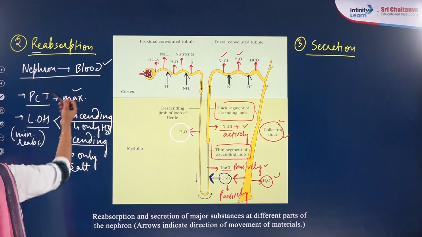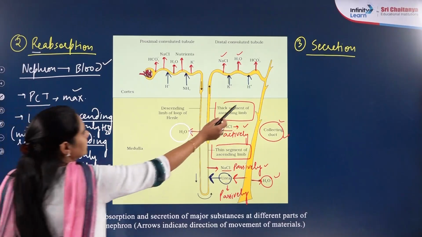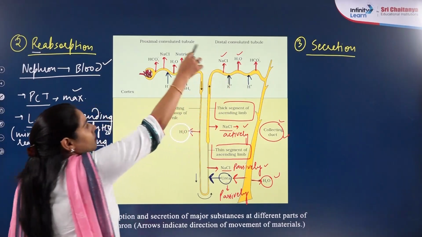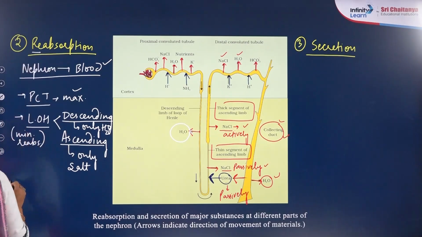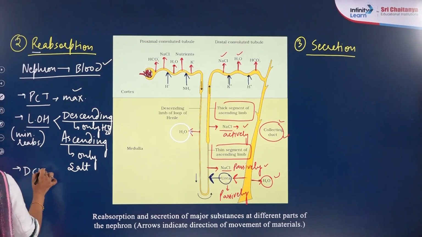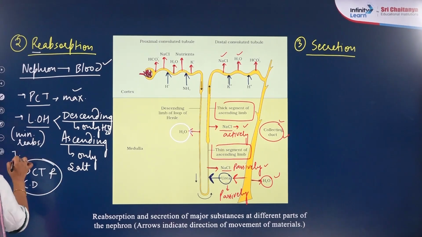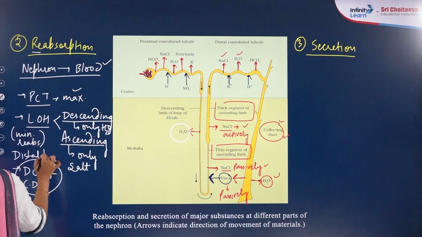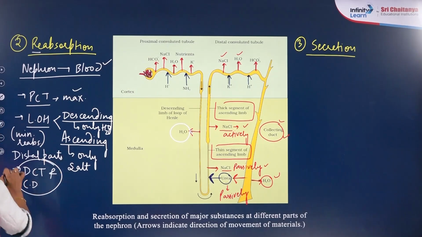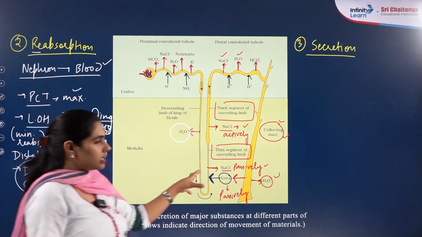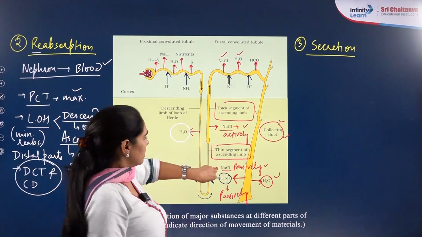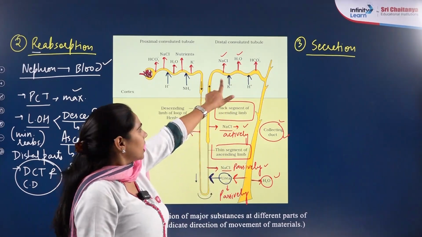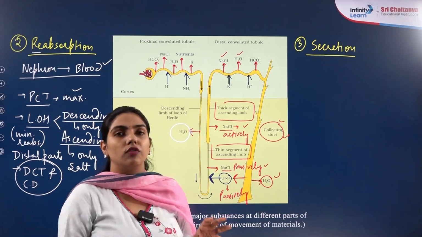You have seen the reabsorption in PCT, loop of Henle, then in DCT also. You can see the rest of the water and salt will be reabsorbed. Always remember one thing, that DCT and collecting duct are collectively known as distal parts of the nephron. Distal parts means they are the parts which are coming at the end. First DCT and then collecting duct. Distal parts of the convoluted tubule.